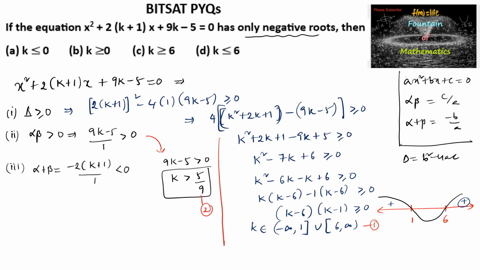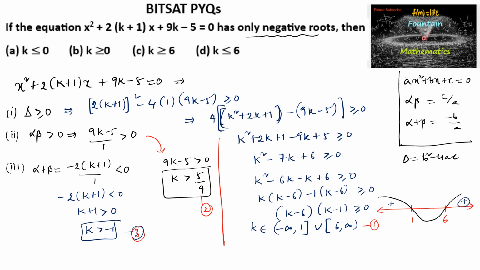And the last condition, alpha plus beta is negative. So we can write minus 2 times of (k plus 1) is negative. Or we can write k plus 1 is greater than 0. k is greater than minus 1. So this is the third condition. So from 1, 2 and 3, k is greater than minus 1.